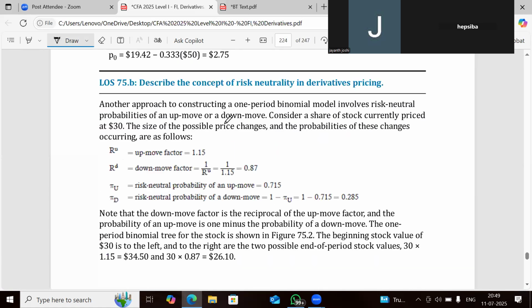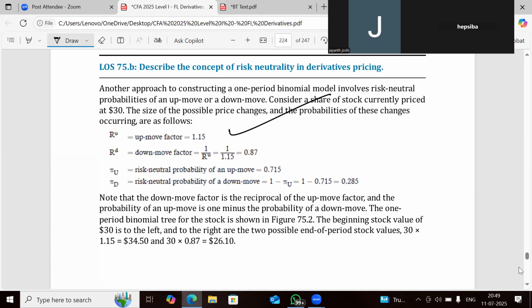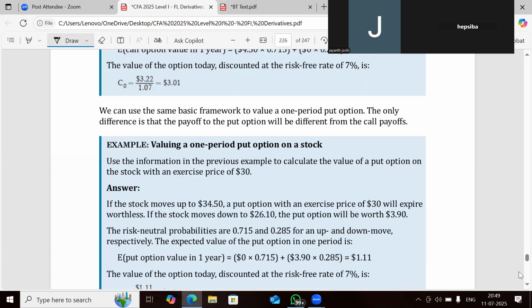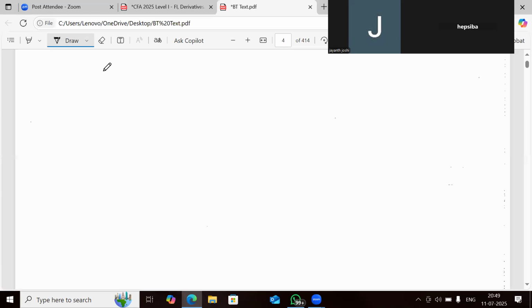And then we will take up the risk neutrality model, and again we'll try to find out the value of the call option. Both are very simple ones. Let's begin. So here is the data we have.